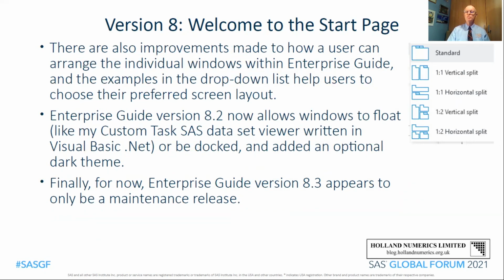There are also improvements to the general appearance. Now, in the past, Enterprise Guide had been in this vertical split or horizontal split, but now it allowed tabs within each window and also a 1 to 2 split, which is vertical or horizontal, which gave a lot more facilities for spreading your work out across the screen. It also allowed some of the windows to be undocked so it would float, a bit like my custom task that I produced some time earlier.